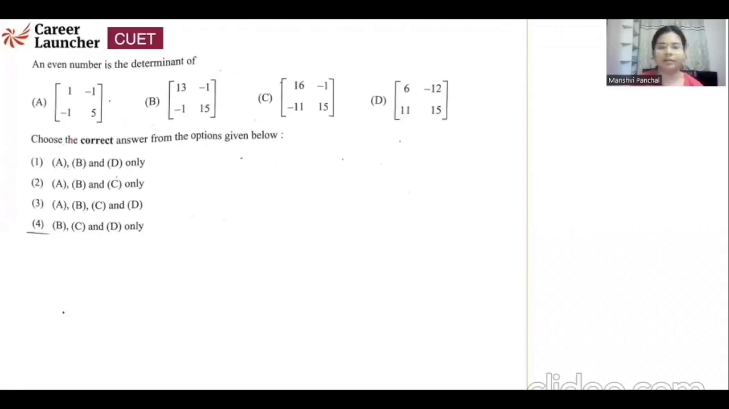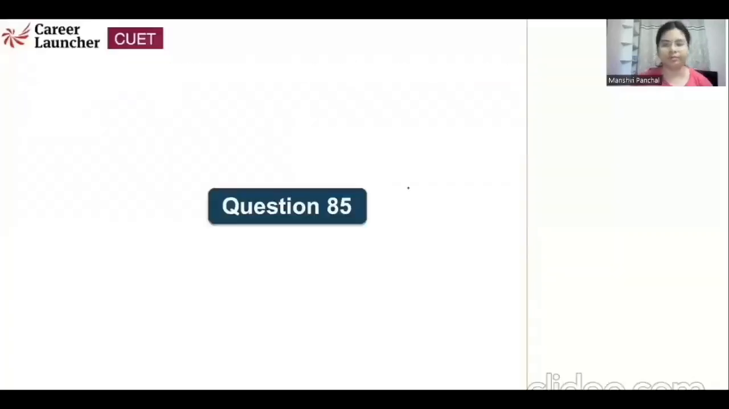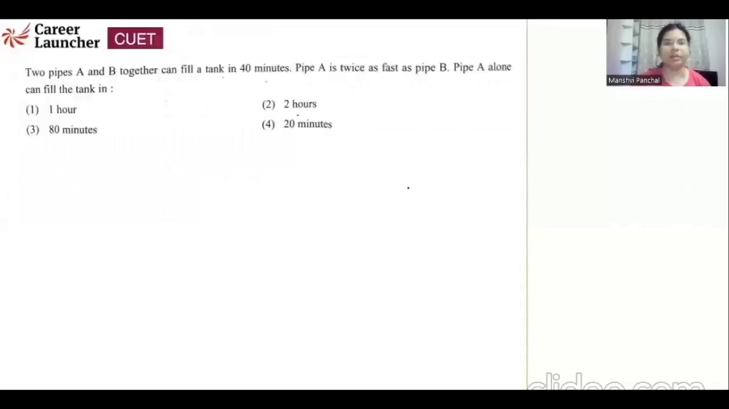Question number 85. Two pipes A and B together can fill a tank in 40 minutes. Pipe A is twice as fast as pipe B. Pipe A alone can fill the tank in? So let's say that pipe B takes X time, so the part filled in one minute will be 1 by X. And pipe A will take X by 2 time.